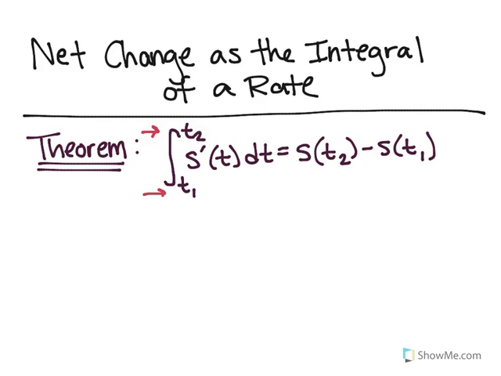S prime of t, remember that prime means the same thing as derivative, which means the same thing as slope, which means the same thing as a rate of change. So this part right here just represents an ROC, a rate of change, okay? And then this part over here says that once you integrate, your answer is going to be whatever you get with S of t2 minus S of t1.